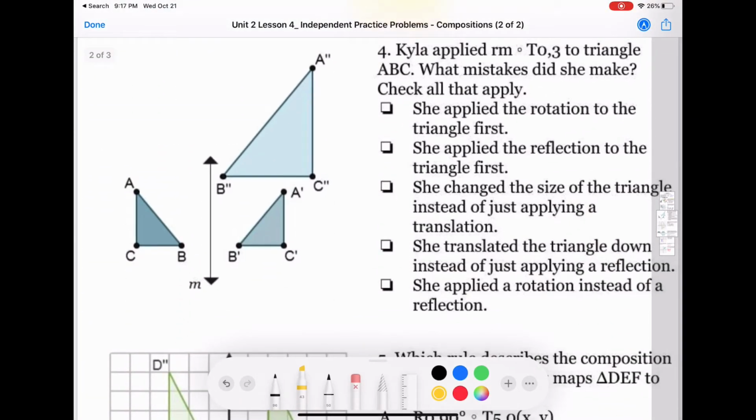This problem says, Kayla applied this composition of transformations to a triangle, ABC. Which mistakes does she make? Check all that apply. Well, we want to identify that pre-image. And then we want to write down these transformations in order. So first we have a translation, 0 and 3.